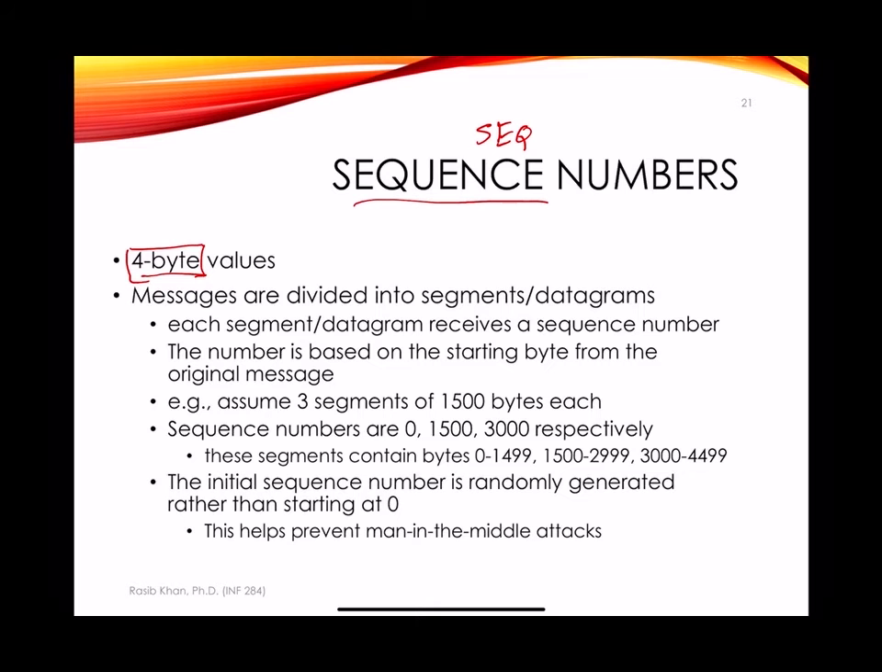So we already know that in TCP, all messages are divided into segments or datagrams, and both of these terms are okay. When a message is being divided into these segments, each segment is assigned a sequence number. And the number is actually based on the starting byte value of the original message. So let's say we have a file that is a total of 4,500 bytes, and we say that this file is going to be divided into 3 segments, each of 1,500 bytes. Then the sequence numbers for these 3 segments are going to be 0, 1,500, and 3,000.